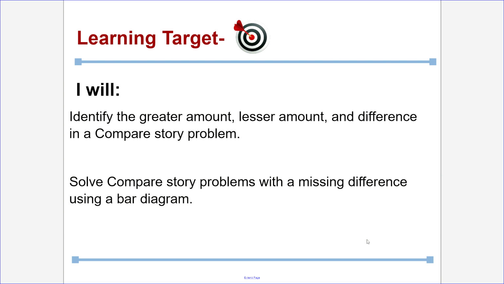Good morning, third graders. Our targets for today are: I will identify the greater amount, lesser amount, and difference in a compare story problem. And I will solve compare story problems with a missing difference using a tape diagram.